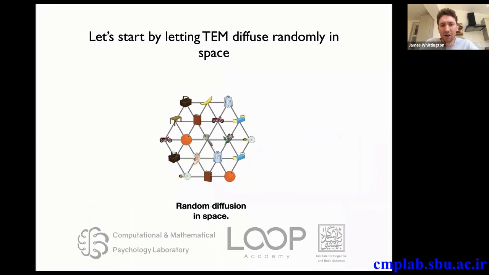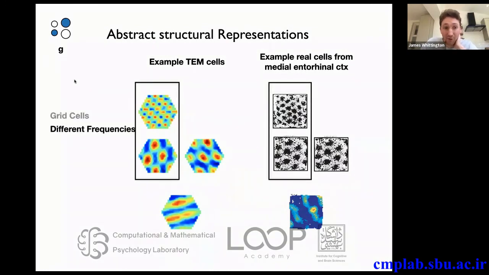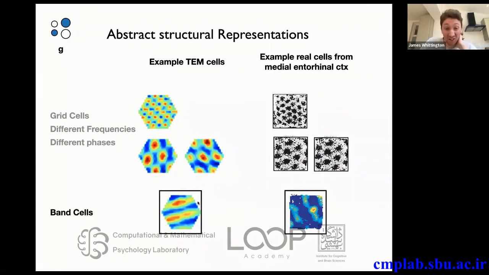Okay, so let's start looking at our representations by having this machine just diffuse randomly around space. It's just wandering around aimlessly, we're just giving it random actions. What's it going to learn? Well, what we see in TEM, for this blue abstracted stuff, is things that look a lot like grid cells. These come at different frequencies, a high frequency and a low frequency. You get different phases, they're shifted aside from each other. And you also get things a lot like band cells. And all of these properties are also observed in real cells in medial entorhinal cortex. So that's quite interesting.